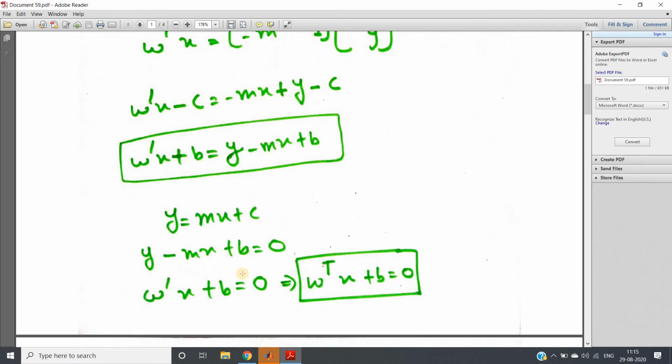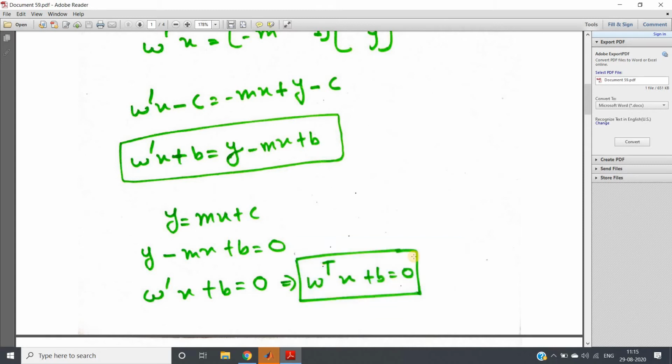So we have got the matrix representation of our straight line. We started with y equal to mx plus c, then took all the terms to the left hand side. Since y minus mx minus c equal to 0, if you replace minus c with b, you get y minus mx plus b equal to 0, and y minus mx plus b is nothing but omega transpose x plus b. So we can say omega transpose x plus b equal to 0. If you don't want to write the transpose notation like this, you can write it as T. This is our equation for a straight line: omega transpose x plus b equal to 0.